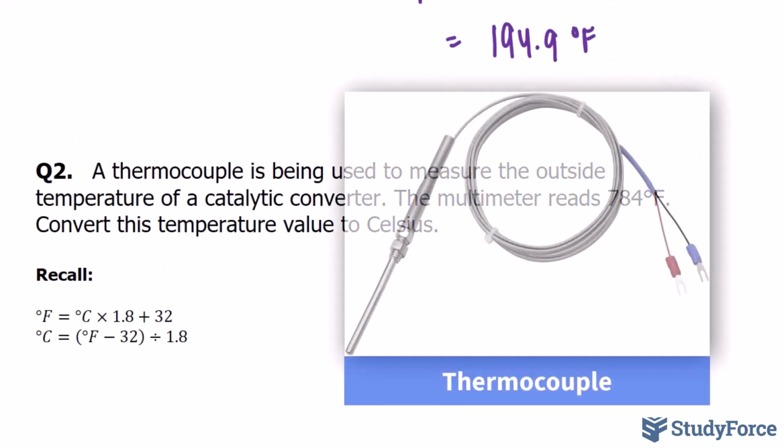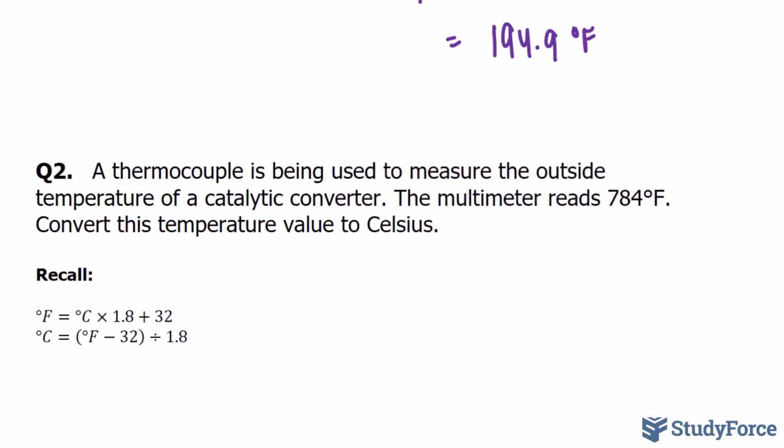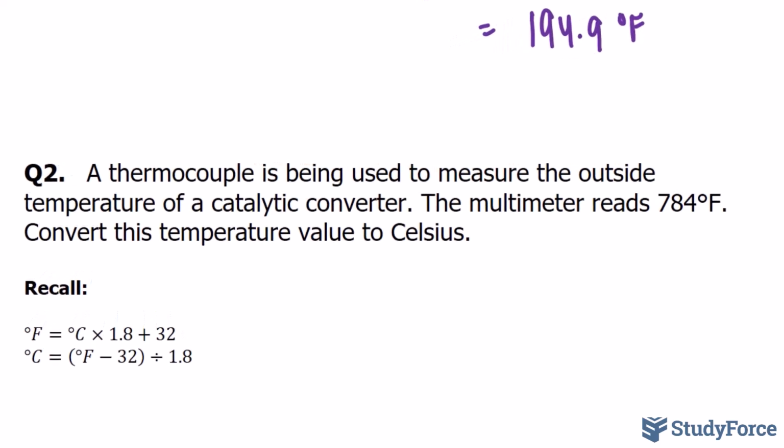A thermocouple is being used to measure the outside temperature of a catalytic converter. The multimeter reads 784 degrees Fahrenheit. Convert this temperature value to Celsius. The second formula has degrees Celsius isolated, so this is the one we'll be using.